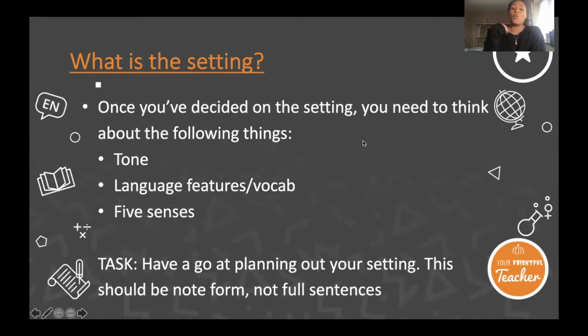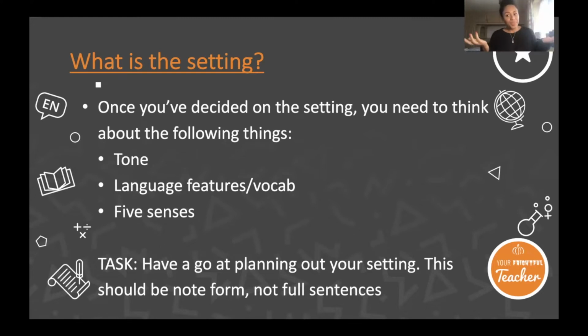Once you've decided on the setting, you then need to think about the following things. What the tone of your piece might be, what kind of language features or vocabulary would you use to build up your description of this particular setting, and thinking about the five senses. I always get this wrong when I get put on the spot. Sight, smell, taste, touch, and hearing. I definitely panicked there. So the five senses. Think about those things based on your setting.